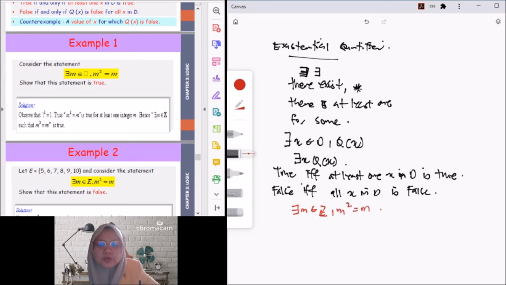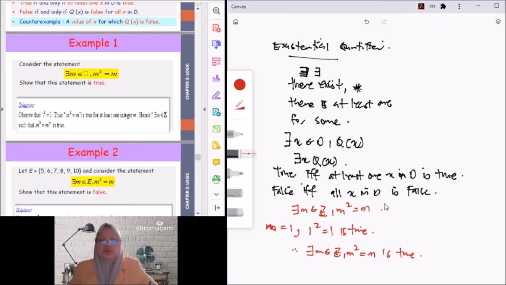M square equal to M. So show that this statement is true. How to show it? For this existential statement, it is enough to show that at least one x in the domain makes it true. By taking a positive integer, let's say M equal to 1, 1 square equal to 1. So M square equal to M is true. Hence, there exists M in Z such that M square equal to M is true.